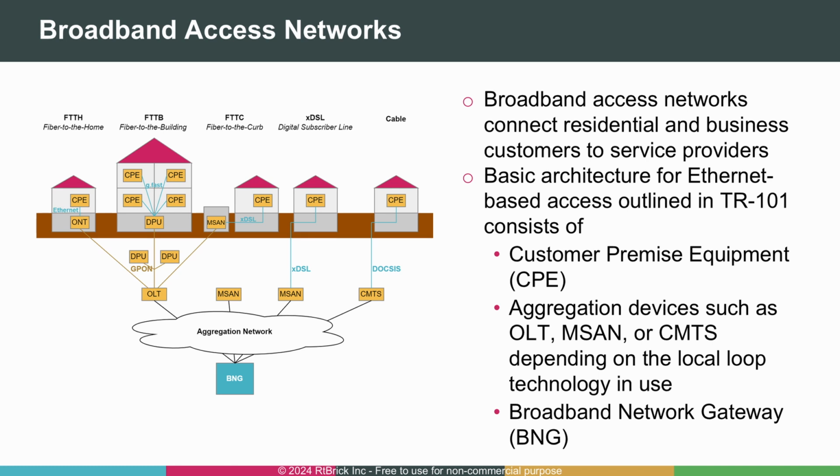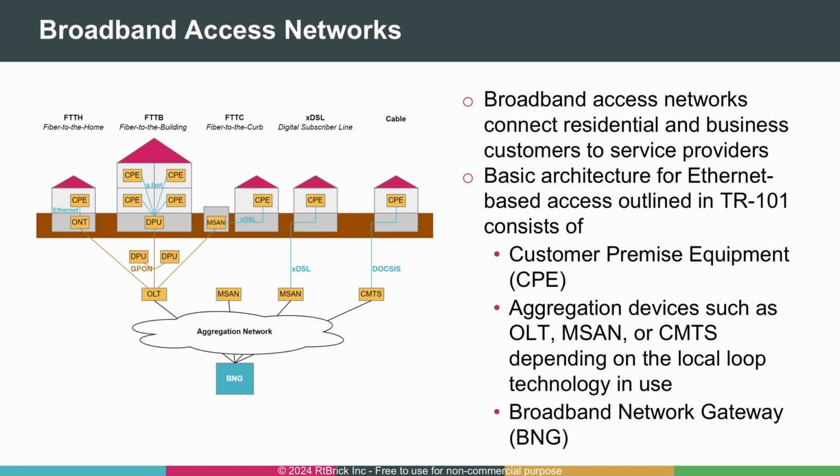Fiber to the building access is very similar to fiber to the home, but instead of a separate fiber to each apartment, there is a single fiber to the building terminating at a distribution point unit. Standard copper cables are then used to connect the DPU with the CPEs. If a flavor of digital subscriber line, xDSL, is implemented, the CPE usually has a DSL modem integrated and is physically connected to a multi-service access node, MSAN, which aggregates multiple subscribers. In the past, this system was called a DSL access multiplexer, DSLAM.